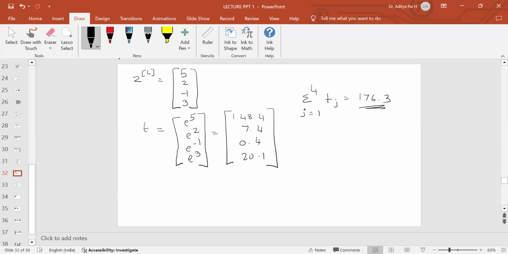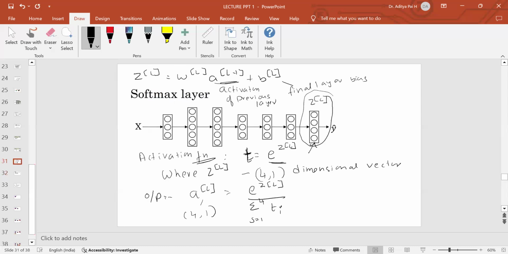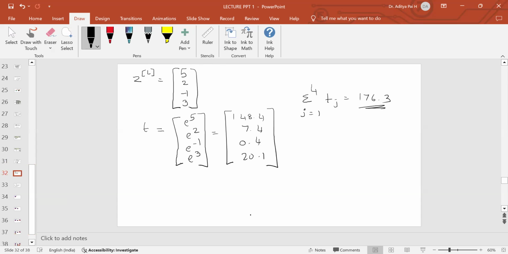As you can see here, A of L is e to the power of Z of L divided by the summation over j equal to 1 to 4 of T of j, or you can say i equal to 1 to 4 of T of i. So I rewrite this formula over here: A of L is e to the power of Z of L divided by the summation i equal to 1 to 4 of T of i.